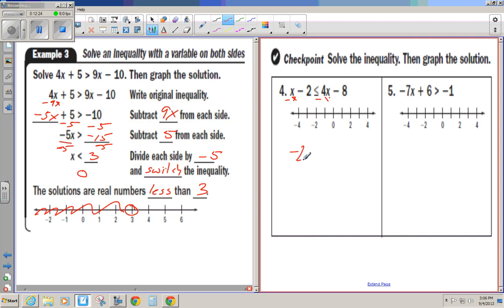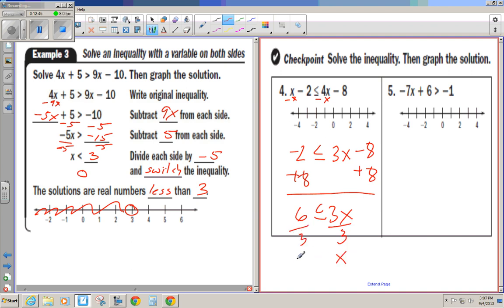Now you've got -2 less than or equal to 3x minus 8. Now we add 8 on both sides, just like we would if this were an equation. That becomes 6 is less than or equal to 3x. Then we divide by 3, and we get that 2 is less than or equal to x.